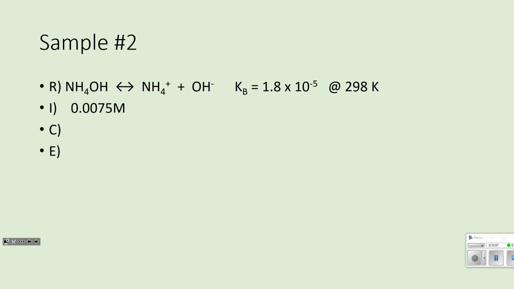What makes this one a little bit different is notice that there are no coefficients in front of everything. That's very common in acid-base chemistry, which again is going to be our next step in the next unit, doing equilibrium stuff with acids and bases. But obviously the reaction has to go to the right because there's only reactant to start with. So my change is a minus x here, a plus x here, and a plus x there. So at equilibrium I have 0.0075 minus x, x, and x.